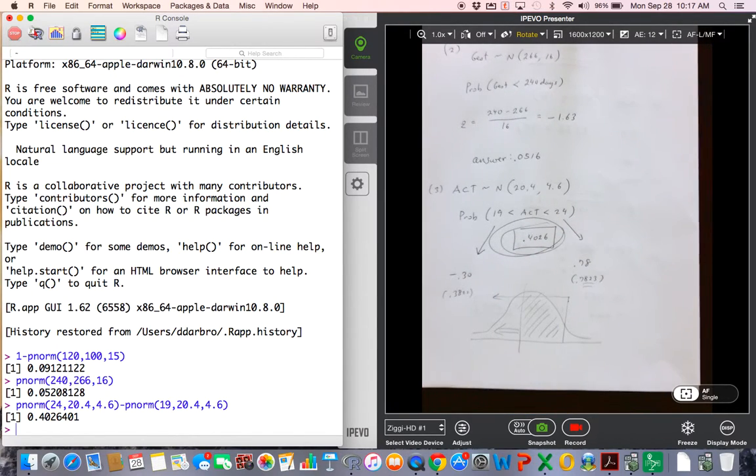Guys, calculating these probabilities, use technology. Don't use those stupid tables. It's quicker. It's more efficient. You get a better answer.